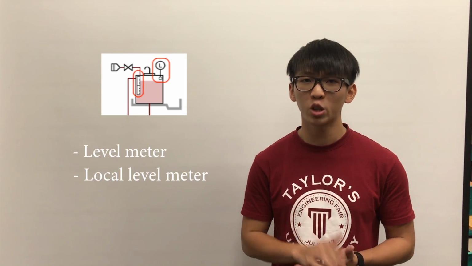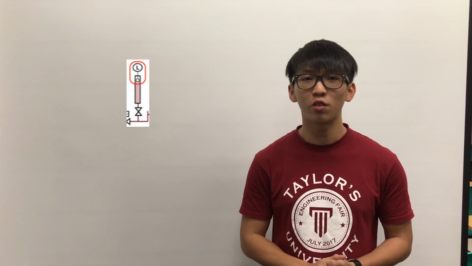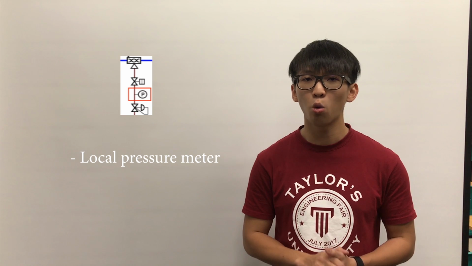The chlorination storage level is controlled by level meter and local level meter. The chlorination level of the second vessel is controlled by level meter. The chlorination dosing pump is controlled by local pressure meter. Each control system is monitored and compared to the set point to take corresponding action.